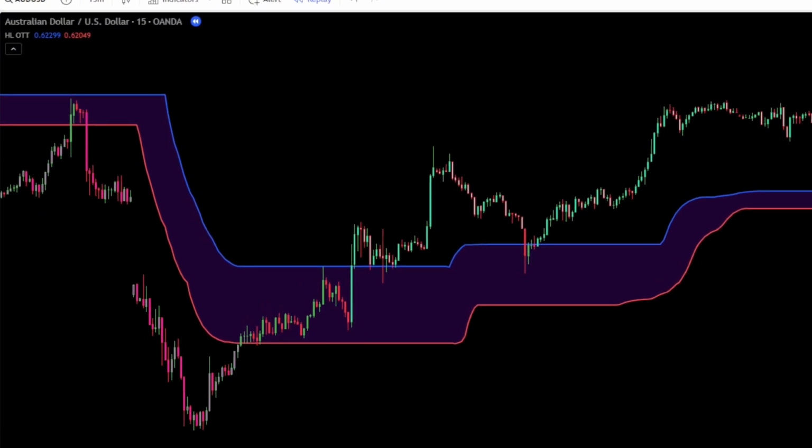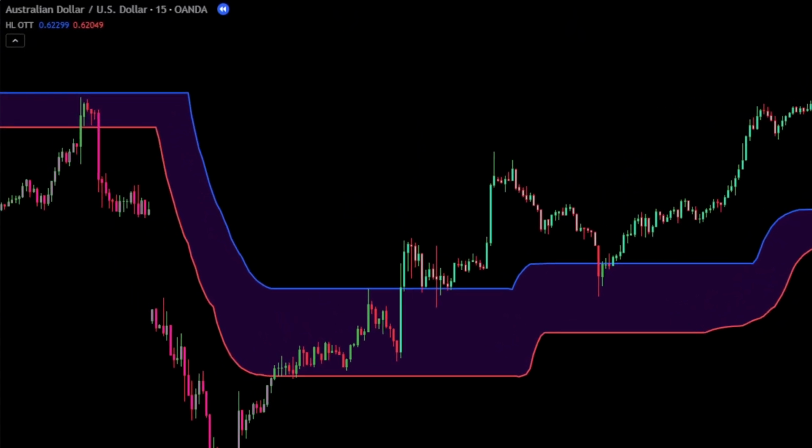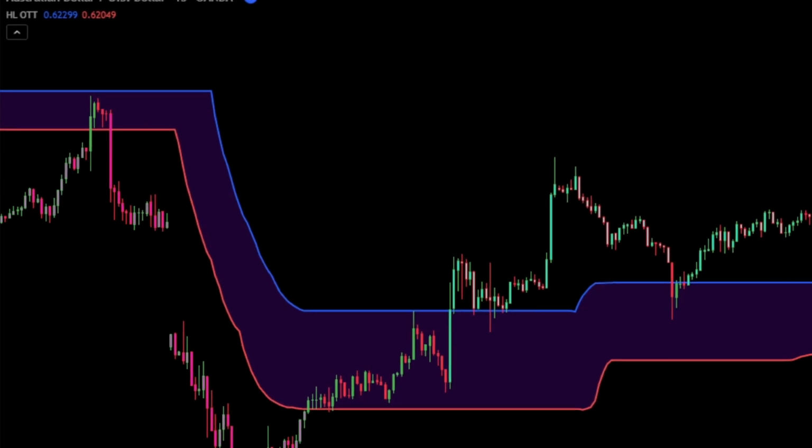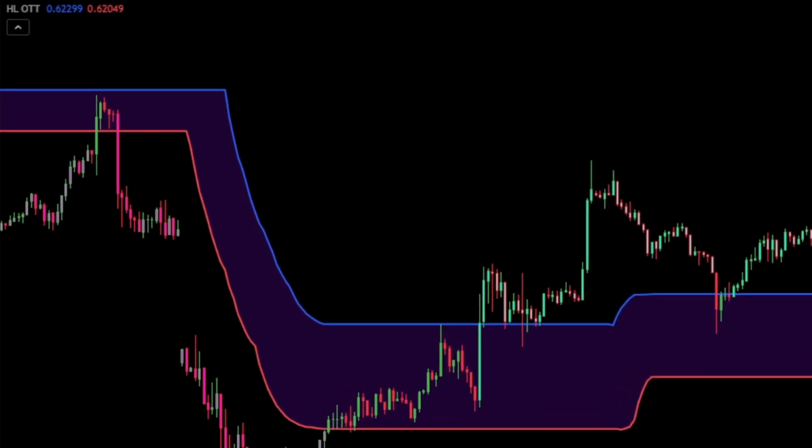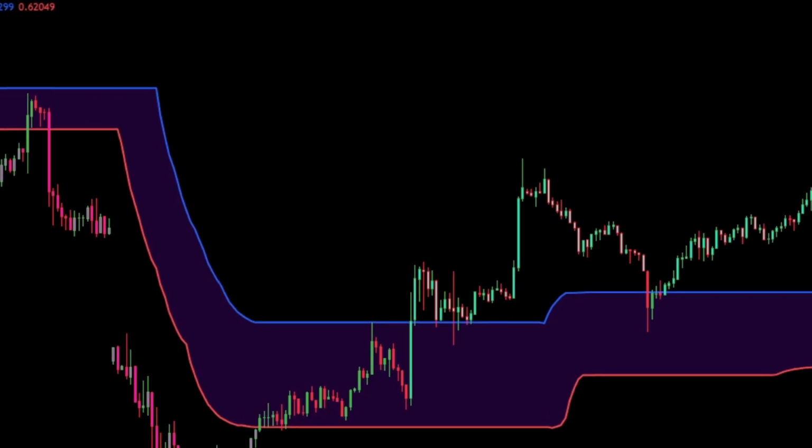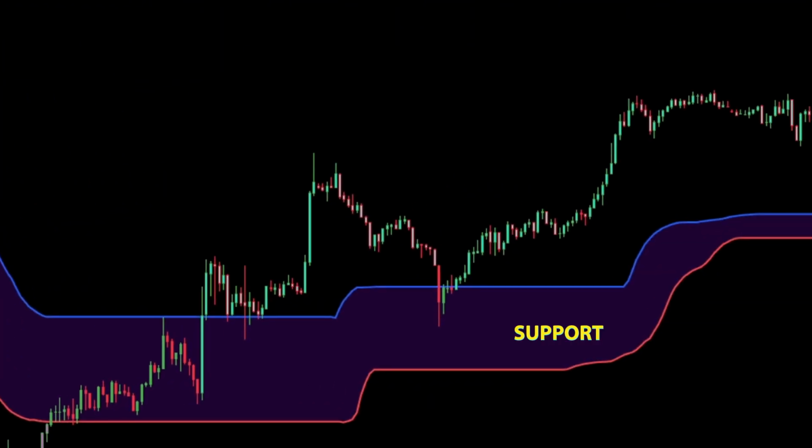Before you can place a buy entry or sell entry, you must first wait until the price candlestick retests the OTT indicator area. Example: if the OTT indicator is above the price candlestick, then the OTT indicator will act as resistance. You must first wait until the price candlestick retests the OTT indicator area before you can place an entry. Meanwhile, if the OTT indicator is below the price candlestick, then the OTT indicator will act as support. To place an entry, you must first wait until the price candlestick retests the indicator area.